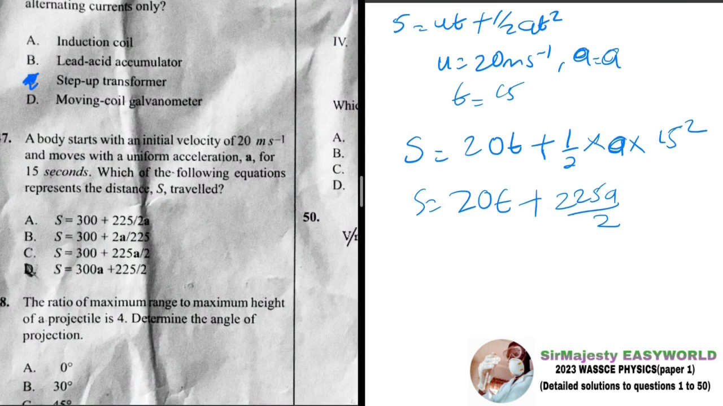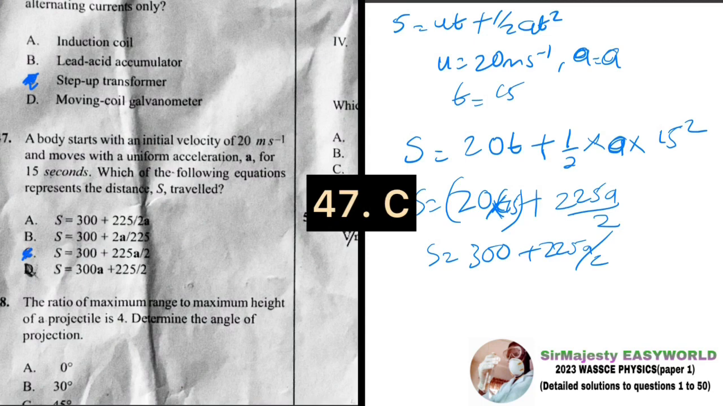Okay, the t here, we're going to multiply them together. So we're going to do this 20 multiplied by this 15. So our s is equal to 300 plus 225a divided by 2. So our correct answer here is C.